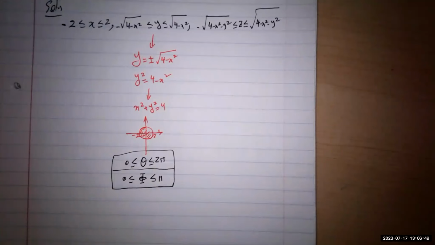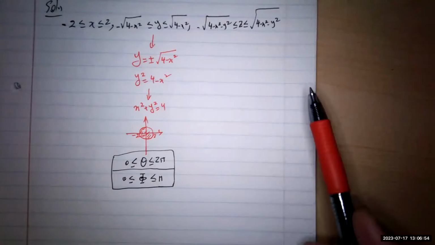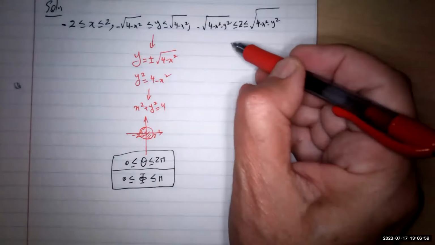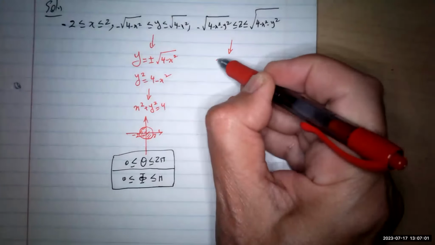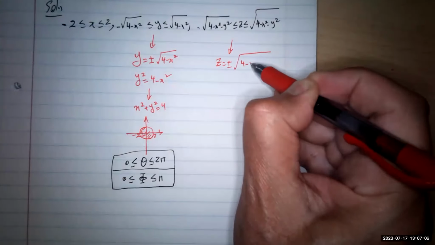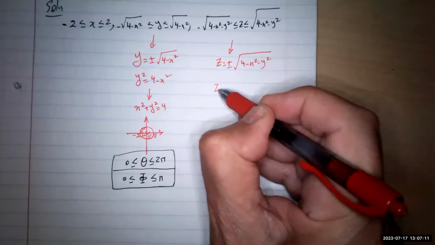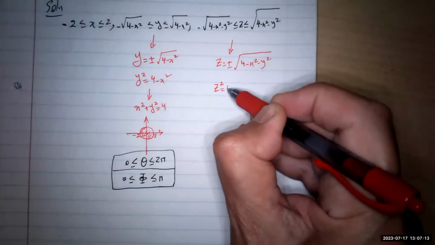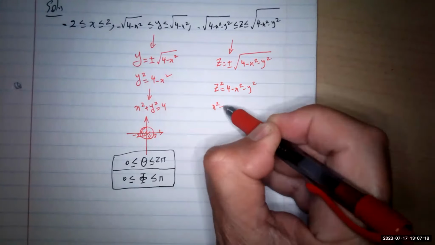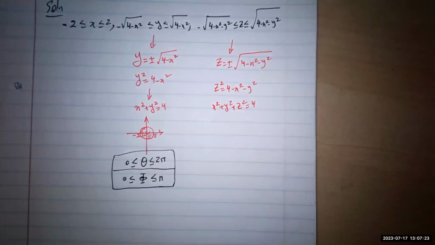Then we have to take care of the z. Let's see what we have for z. You have to find the restriction for rho. Z is equal to plus or minus the square root of 4 minus x squared minus y squared. Z squared equals 4 minus x squared minus y squared. Move them to one side, and that gives x squared plus y squared plus z squared equal to 4. You know that it's a sphere.